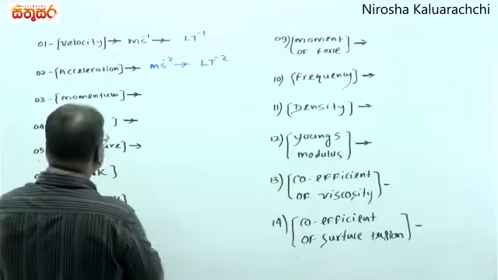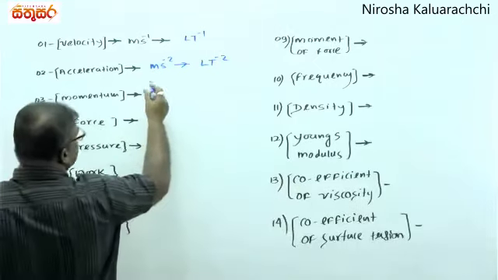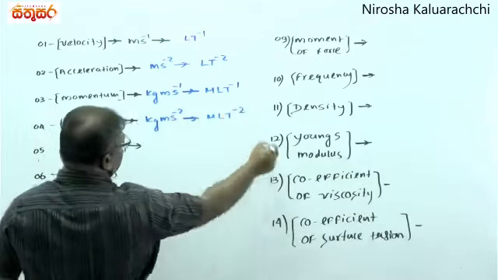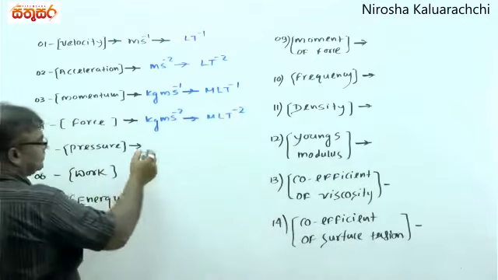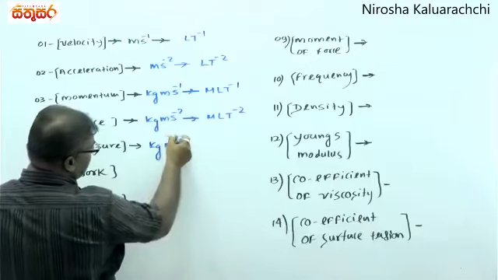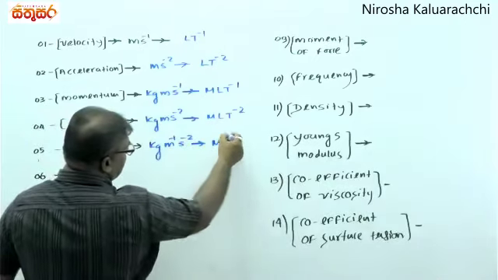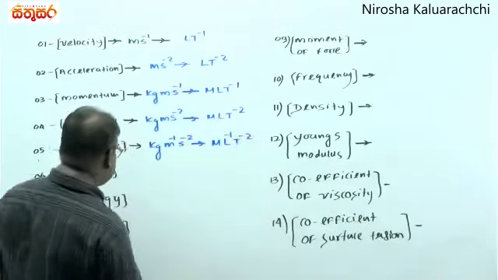Okay, check the others. Momentum: unit kg m s minus 1, dimension M L T minus 1. Force: kg m s minus 2, dimension M L T minus 2. Pressure: kg m minus 1 s minus 2, dimension M L minus 1 T minus 2.